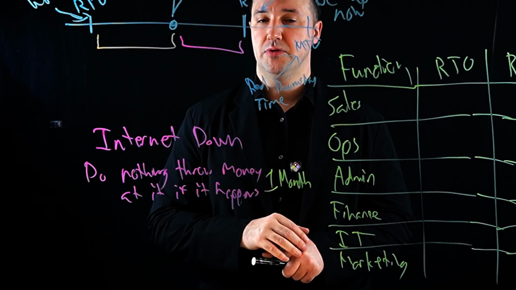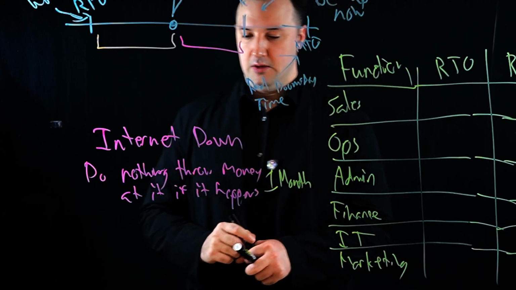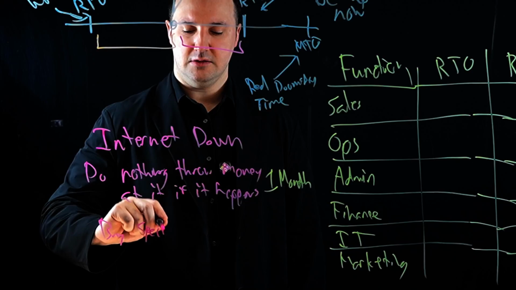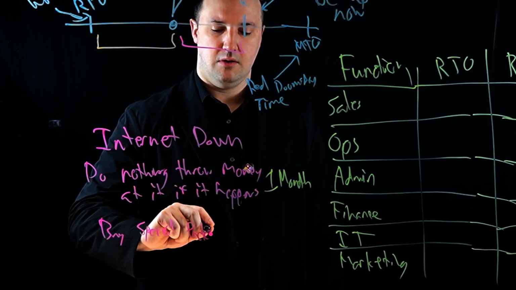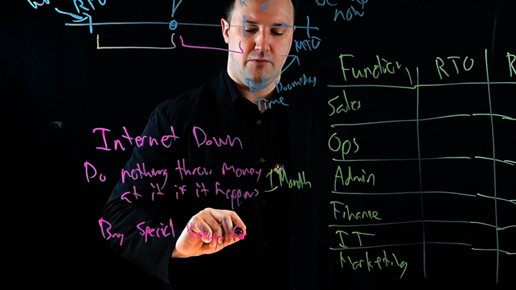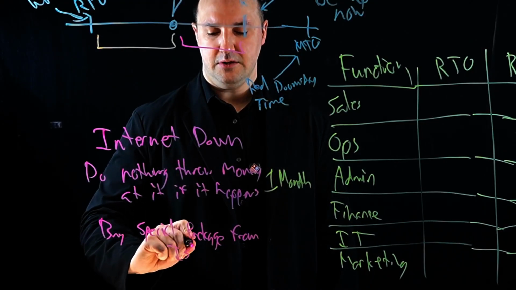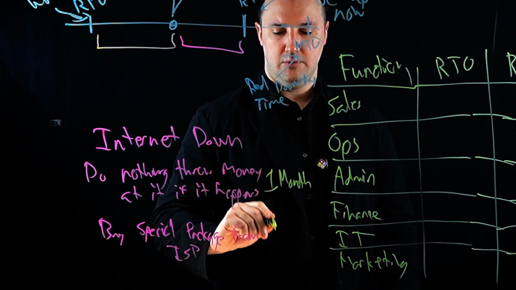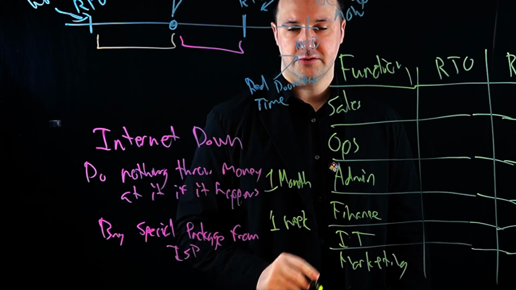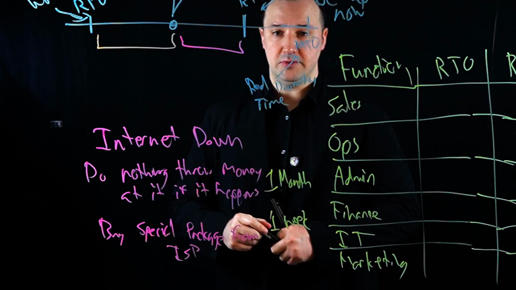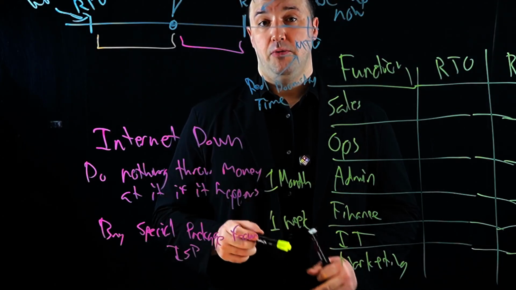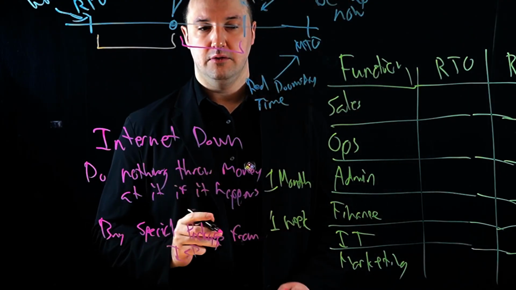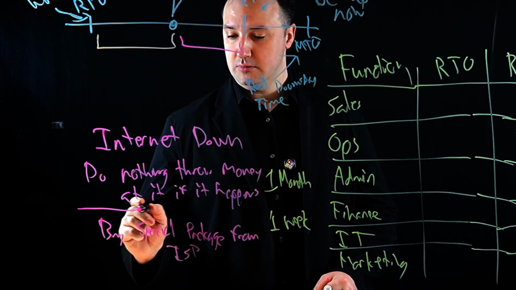If you want to make sure you're back up within a week, you could probably buy a special package from your ISP, your internet service provider. You could buy some sort of special package that guarantees your backup quicker, some corporate package or something from an internet service provider, and you can probably get that. If you want to be back up within the hour, I'm going to separate these here.